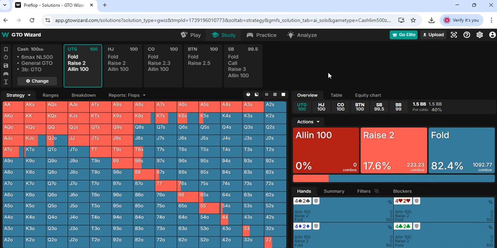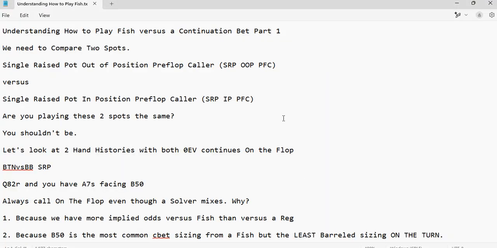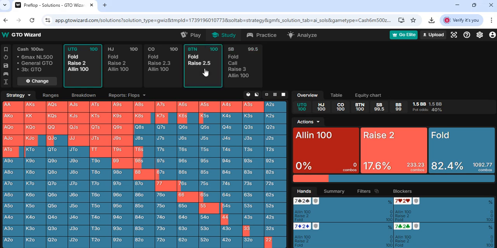Today we are going to be talking about how to play fish versus a c-bet. So the fish is c-betting on the flop and we are responding to his c-bet. We're going to look at our notes and we're going to compare two spots. The first spot is going to be a button versus big blind spot. We're in the big blind and the fish is on the button. And the second spot is a small blind versus big blind spot. These are two very different spots, but we need to understand why these spots are so different when we play against fish. Let's look at two hand histories to illustrate what I mean.